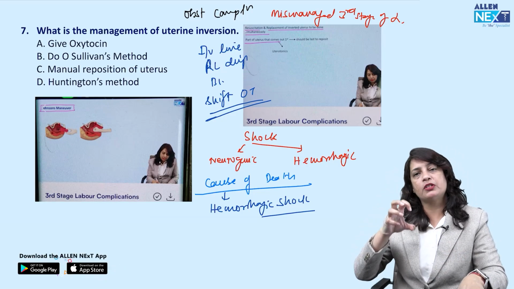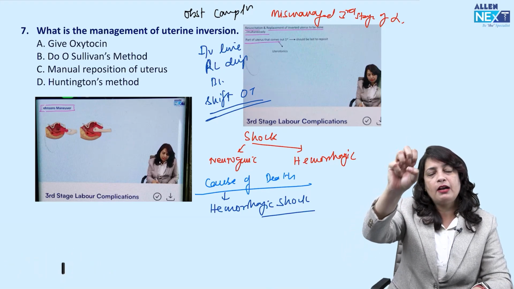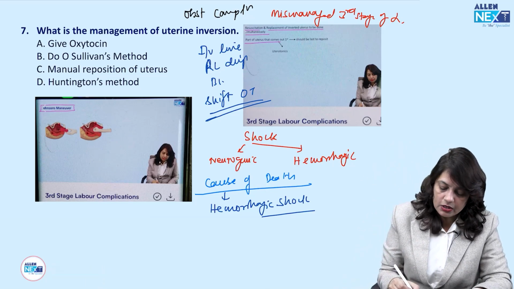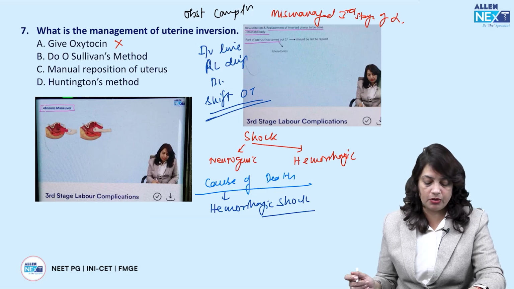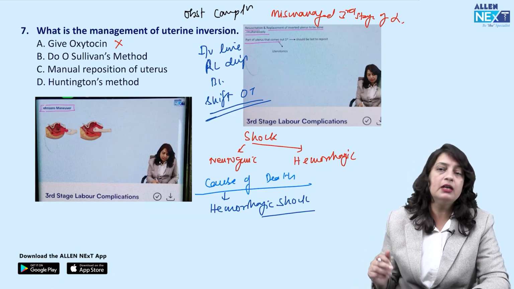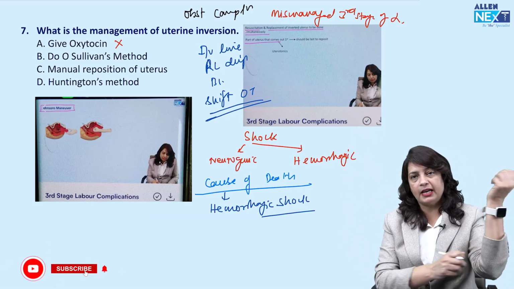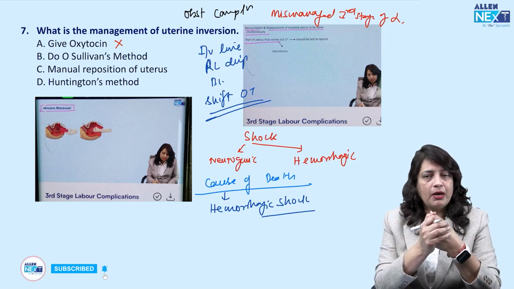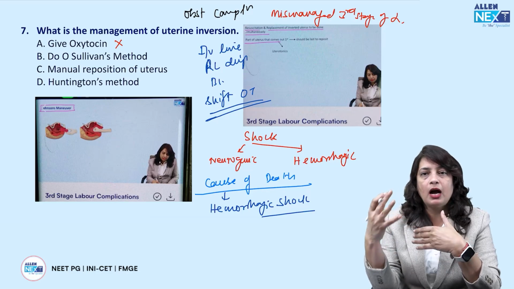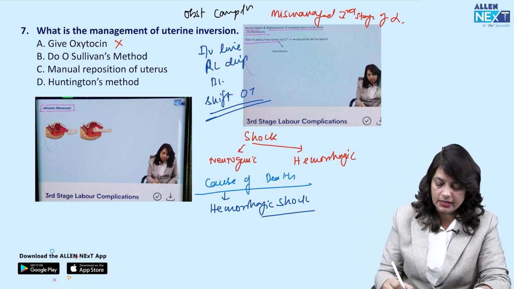There is manual reposition of the uterus back into its anatomical position, followed by uterotonics, the agent that can contract the uterus. So never ever make a mistake to give oxytocin. O'Sullivan's is a hydrostatic method, where with the hydrostatic pressure you are putting the uterus back into its anatomical position. I have done my MBBS from Lady Hardinge and post graduation from Safdarjung Hospital, and I have never seen a hydrostatic method being employed as the first method to deal with these cases.